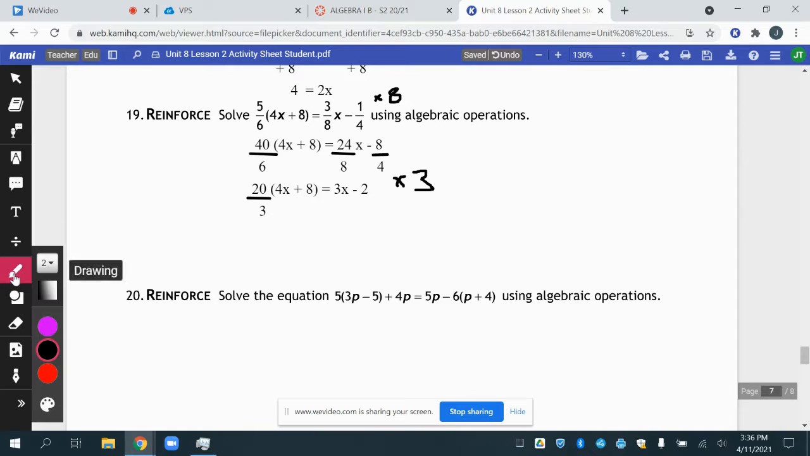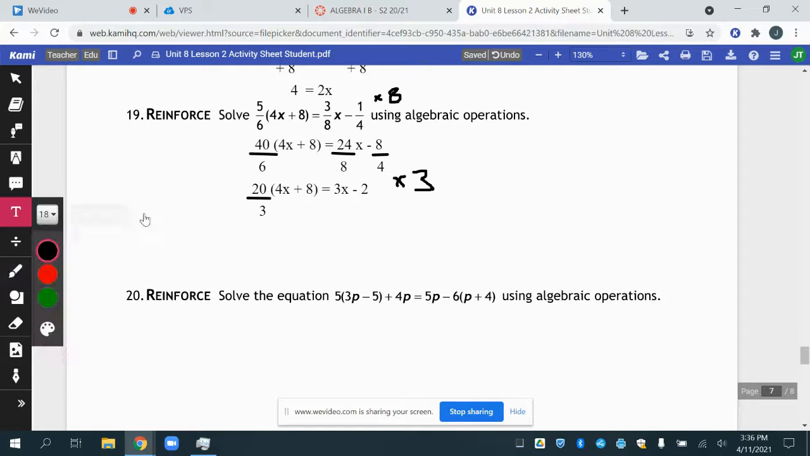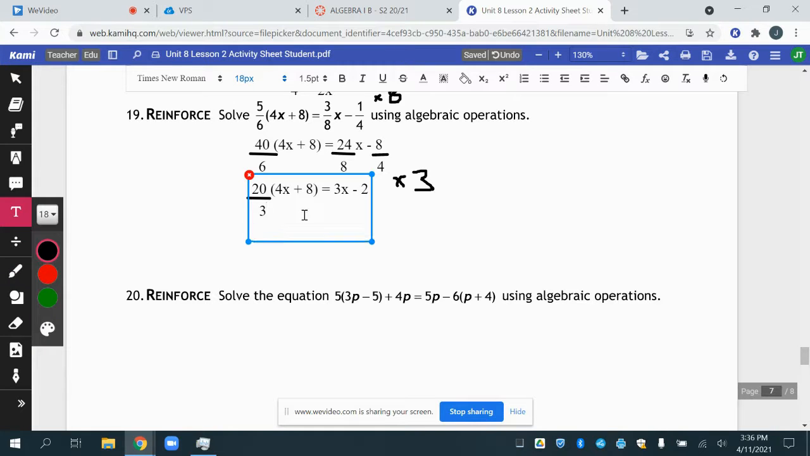So multiply everything by 3 times 3 now. This is going to turn into 60, divided by 3 is 20. Okay, so I'm going to end up with 20 times 4x plus 8 equals, I have to make this 3 times as big, 9x. Make that 3 times as big, 6.